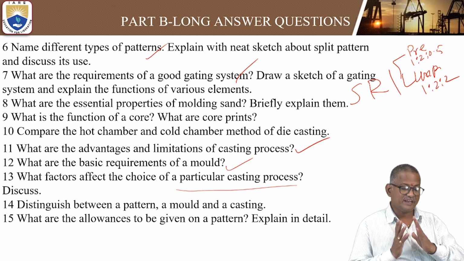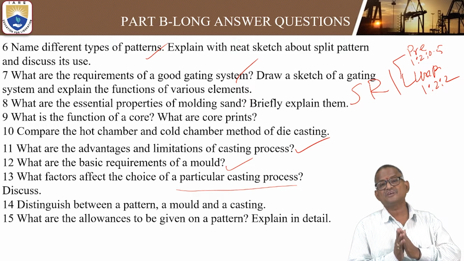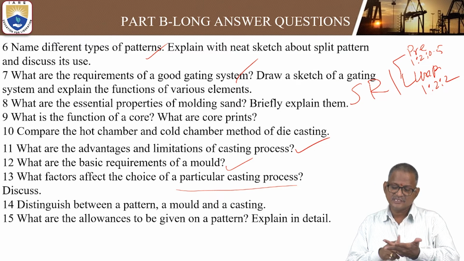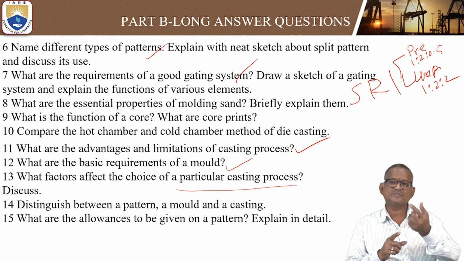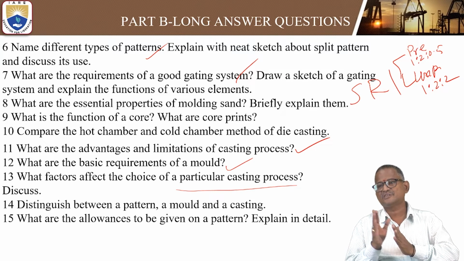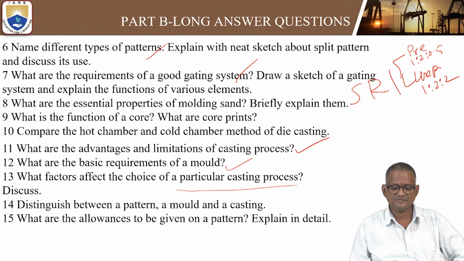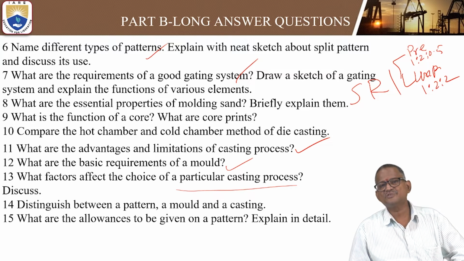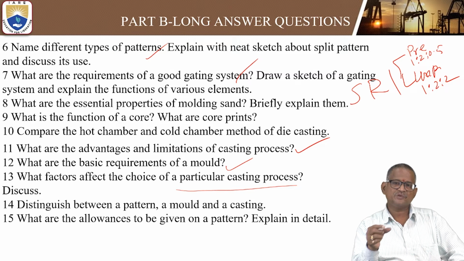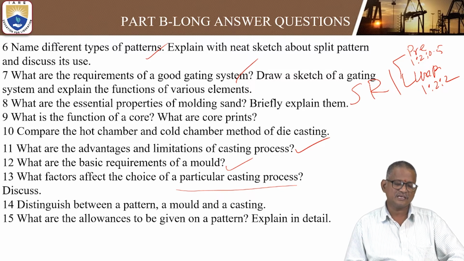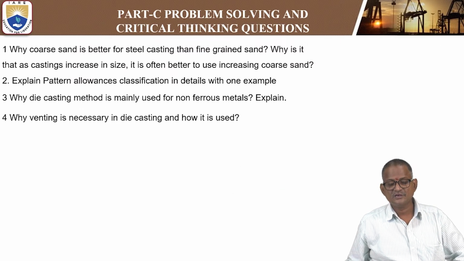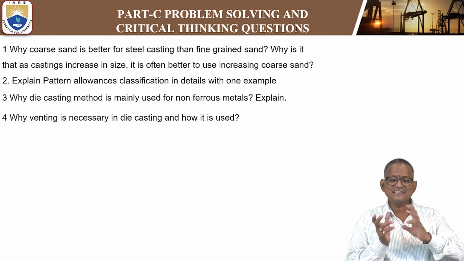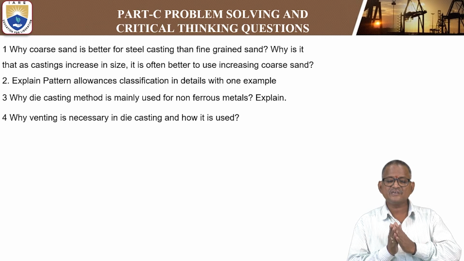And finally, allowances. While designing, the pattern allowances are very, very important for designing a pattern. There are 5 types of allowances: shrinkage allowance, draft allowance, machining allowance, shake allowance and distortion allowance. You should explain one by one with neat sketches so that you may score full marks. Even if you take one simple example problem and explain clearly, you may score good marks.